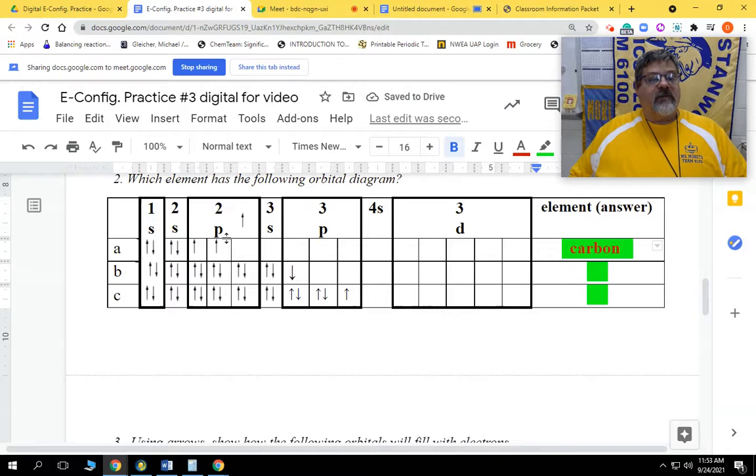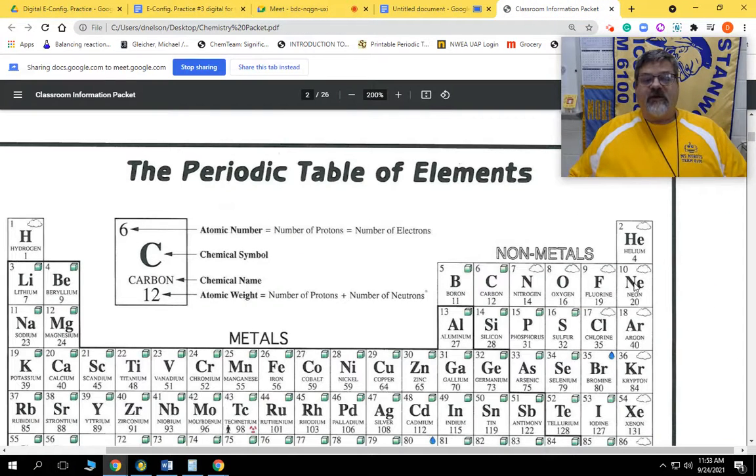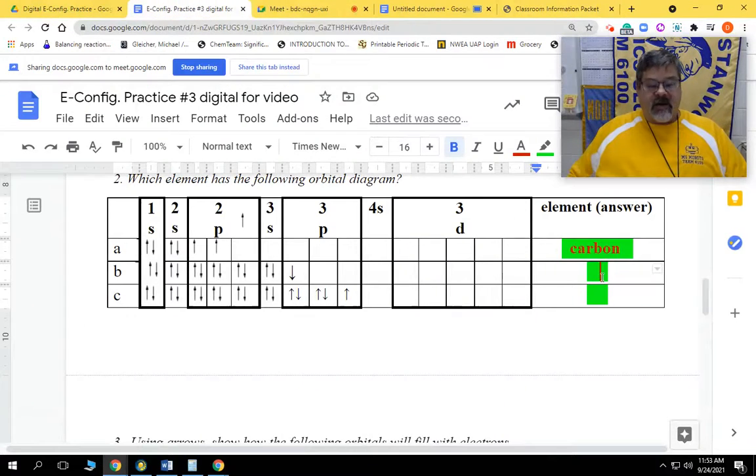Let's go to the next one. And I also did it with 2p2, so let's go ahead and do it that way. I'm going to end with 3p1. So let's go find 3p1. 1, 2, 3. Here's p, and there's 1. That's aluminum. So I'm going to go back in here and write in aluminum.